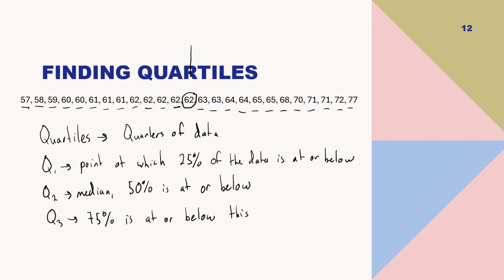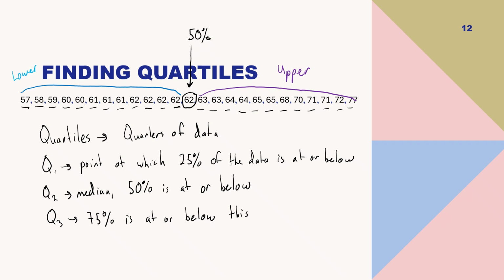So this median is Q2, or the 50% mark, and that divides our data into two halves. We have the lower half and the upper half. Q1 is sometimes called the lower quartile, and Q3 is sometimes called the upper quartile.